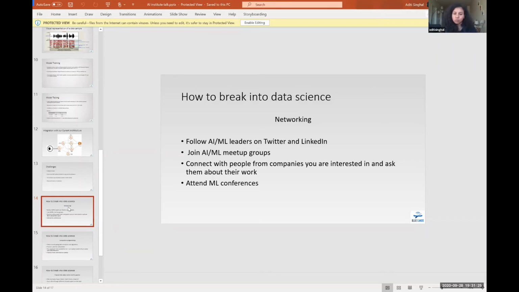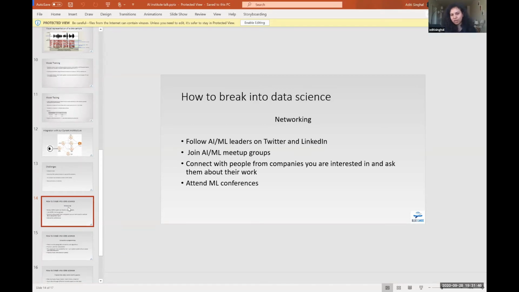One thing you can try and do is, these are all just personal suggestions. You can try something different, and do share with me if anything works. But these are my personal suggestions. Follow all AI ML leaders on Twitter and LinkedIn, because they share what's happening in their companies or in the field.